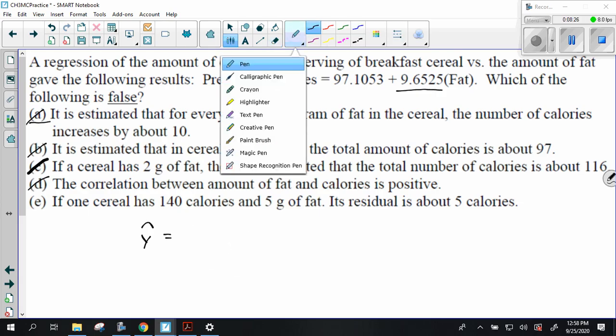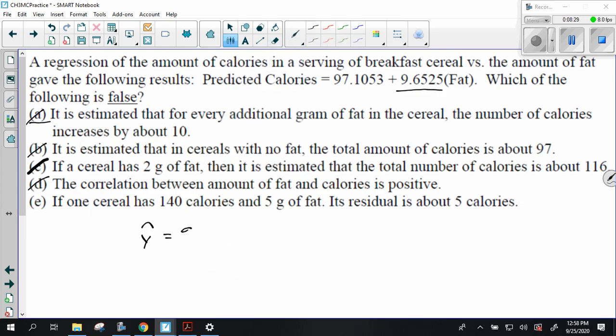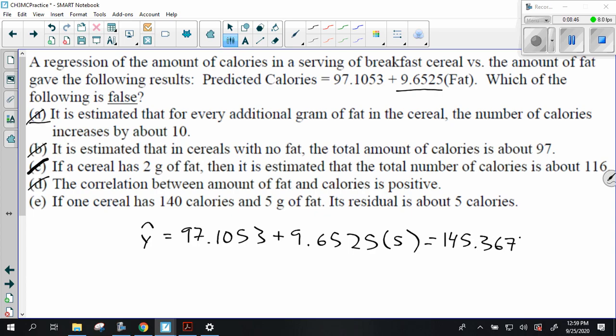So this is going to look like this. We're going to have the 97.1053 plus 9.6525, substituting in the 5. And we are going to get, as a final answer, 145.367 calories. So if we're going to find the residual, we need to look at our observed minus our predicted or expected value.